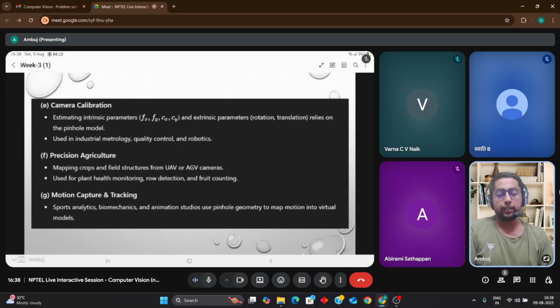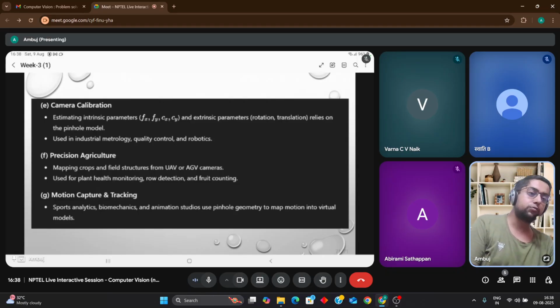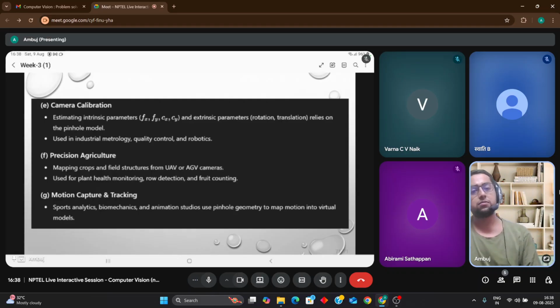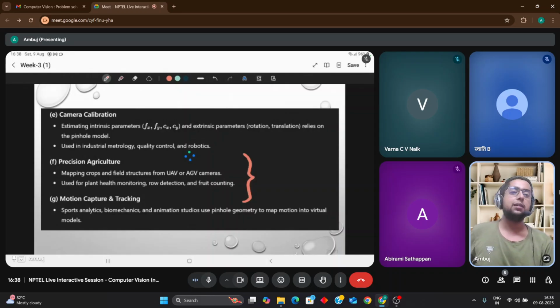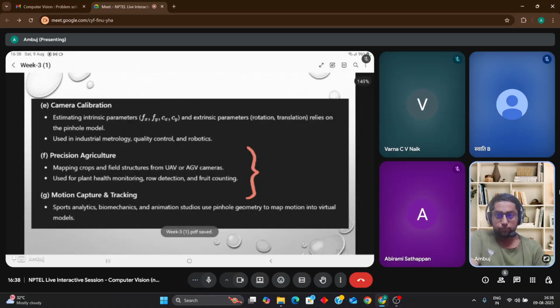In case of precision agriculture, mapping crops and fields from UAV and AGV cameras, used for plant health monitoring, road detection, fruit counting. These particular applications are limited to precision agriculture, but in every domain whichever you will see, we are trying to leverage the concept of computer vision. In case of sorting and grading of various types of mechanical parts, this particular concept is also very well used.